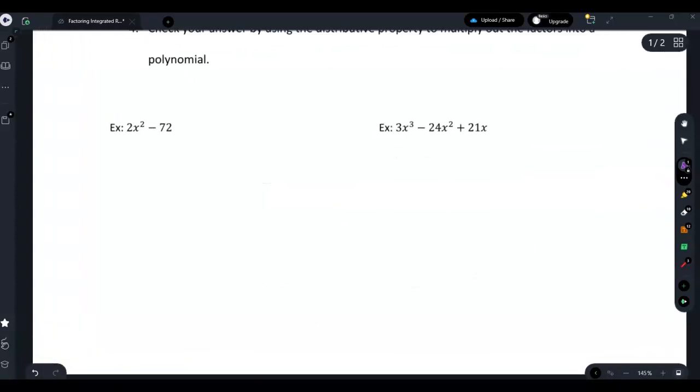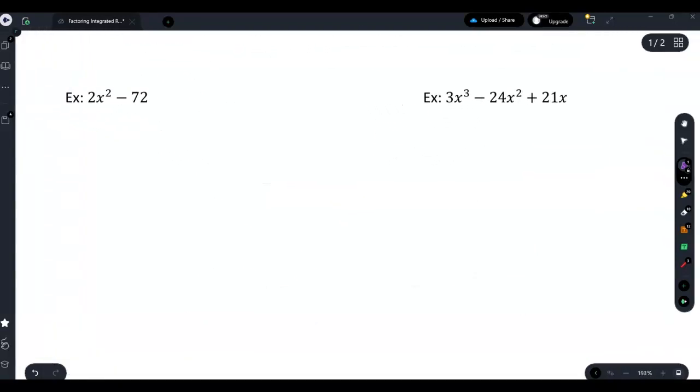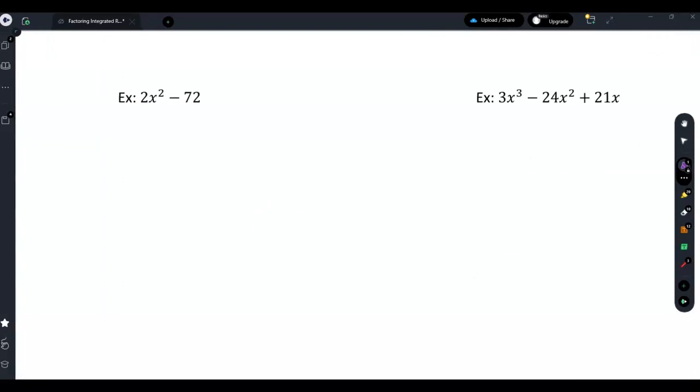So let's follow this process with 2 examples. So the first one here we have is 2x squared minus 72. And so step number 1 says to always check for a GCF first. So that's what I'm going to do here. I'm going to look for, is there anything in common between these, in this case, 2 terms? And yes, there is. So I would go ahead and factor out, in this case, a 2.